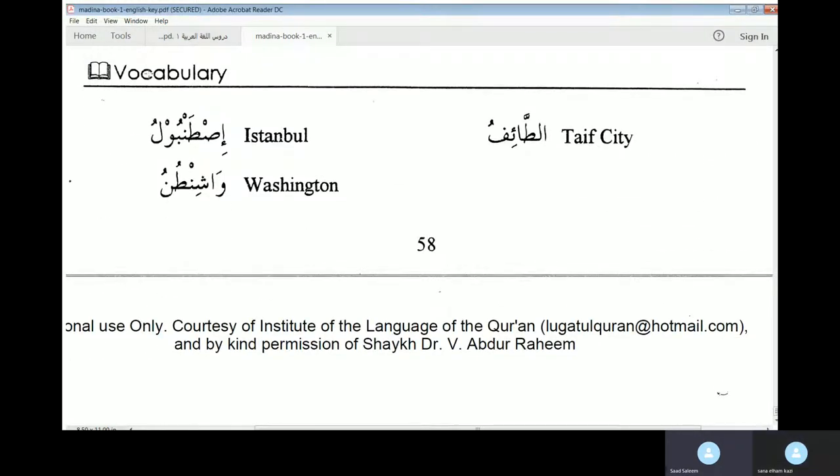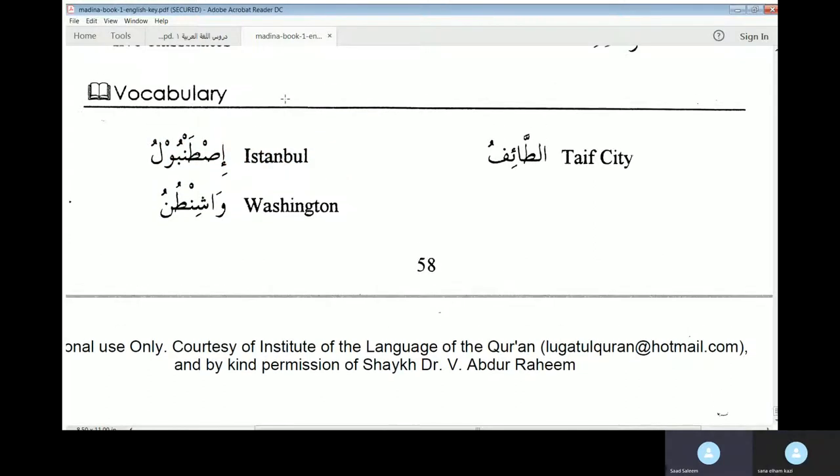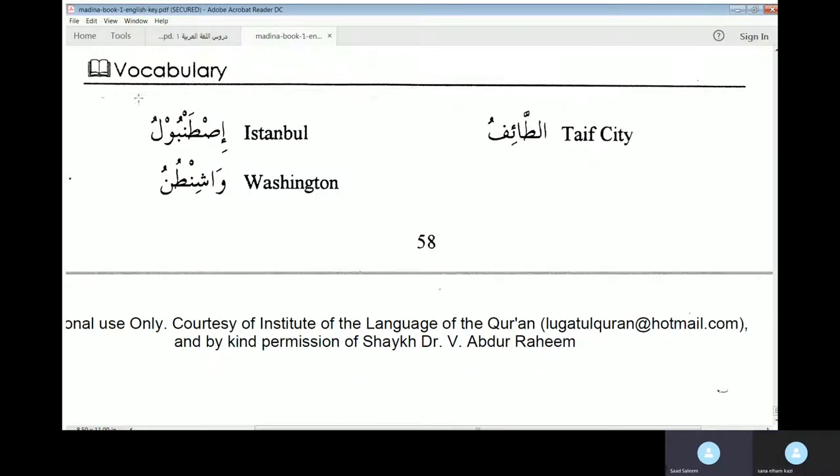Oh, okay. Three mosques is Thalathatu Masajid. Vocabulary. Istanbulu, Taif, Washington.